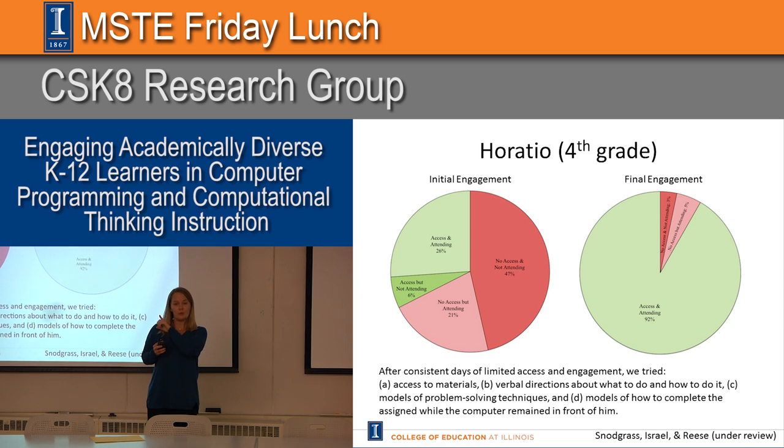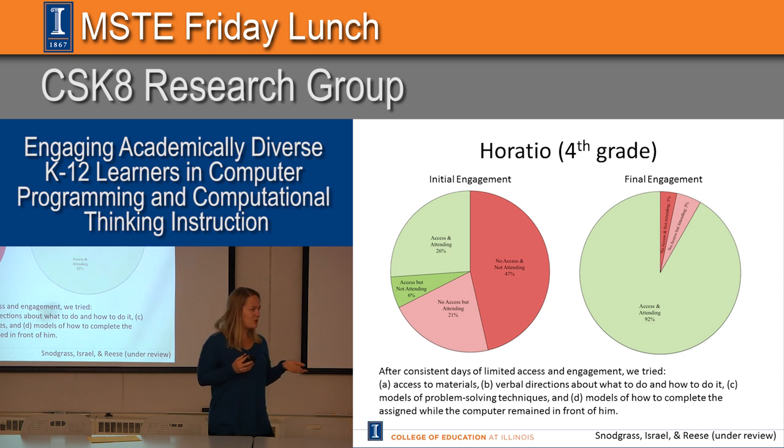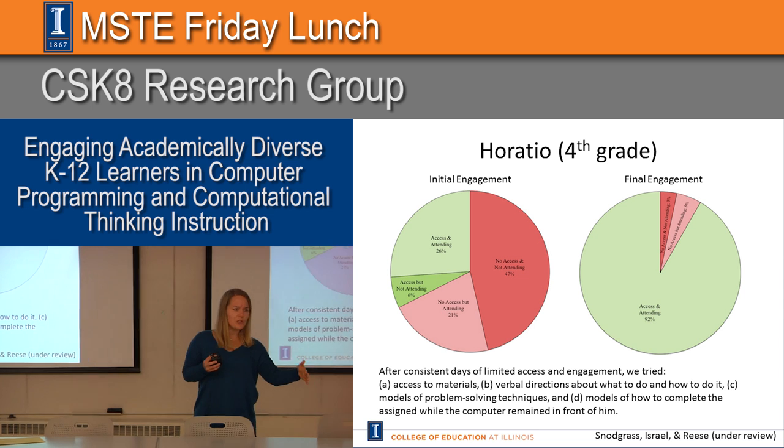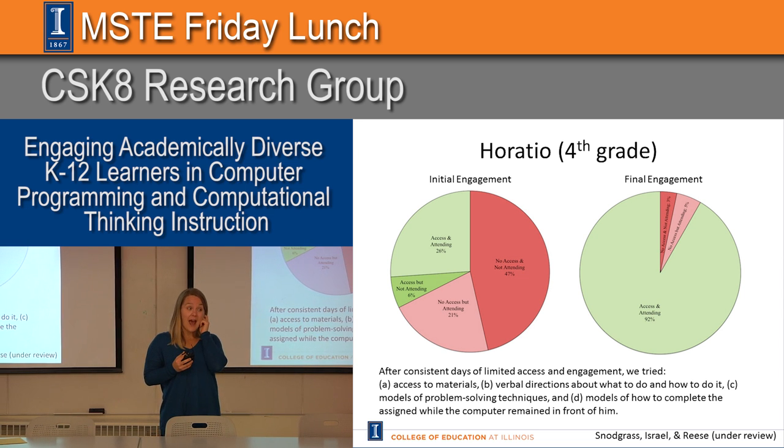He didn't have access to his computer, and he didn't seem to be paying attention to her. He was just kind of hanging out. The lighter red is when he didn't have his computer, but he seemed to be paying attention to what she was doing. He was watching the screen. And the green are the times that he had his computer in front of him.